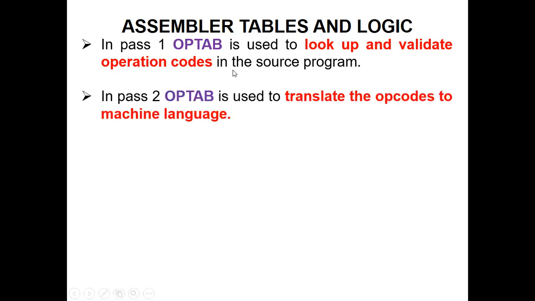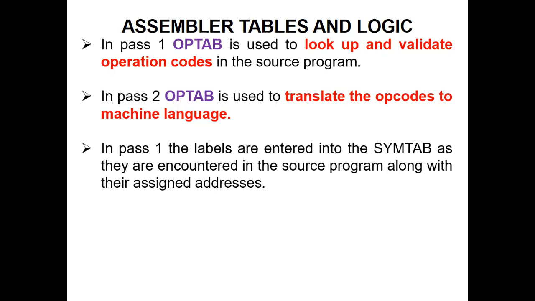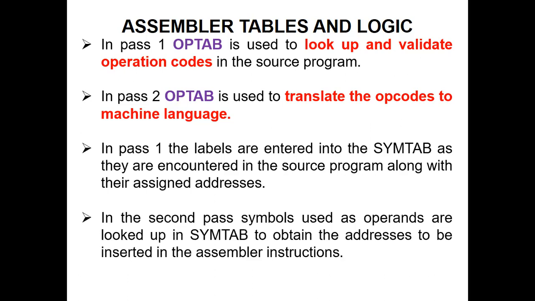Then in pass two, you use the two tables, the operation code table and the symbol table, which has the addresses of the symbols, and then you translate the instructions into machine language. So I think we stopped around there, where we said that in pass one, the labels are entered into the symbol table as they are encountered. Then in the second pass, you use the symbol table and the operation code table to translate the assembler language instructions into machine language.